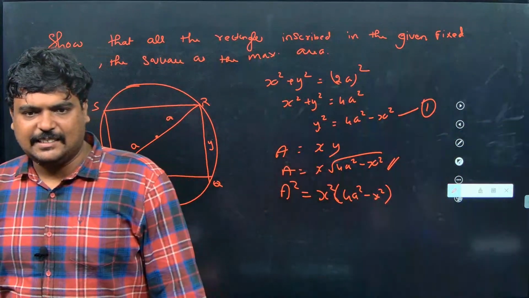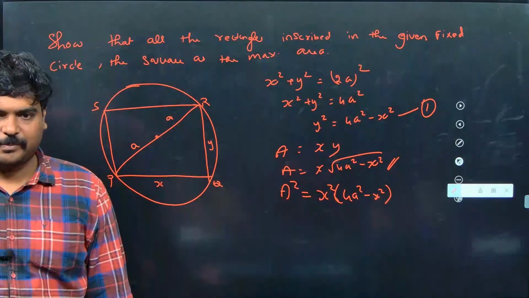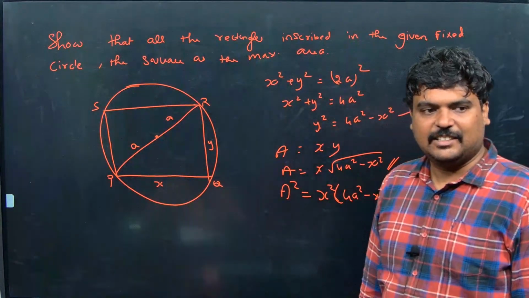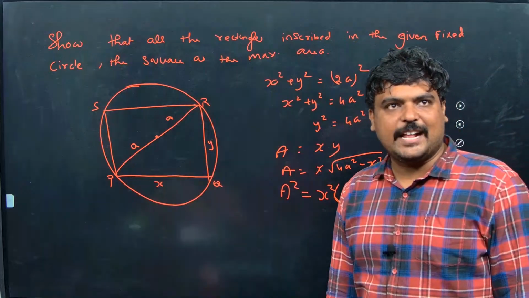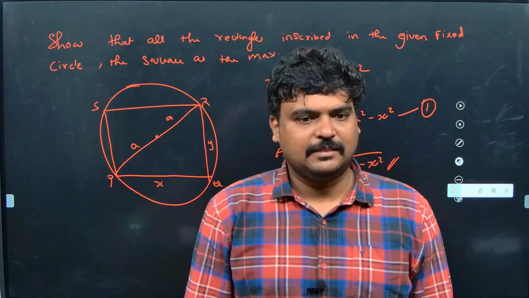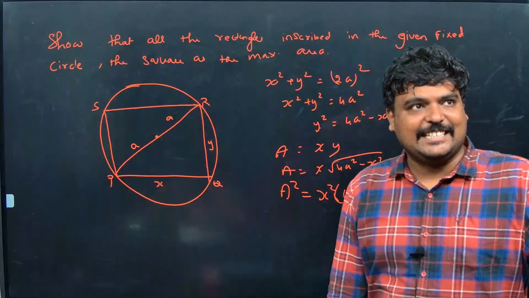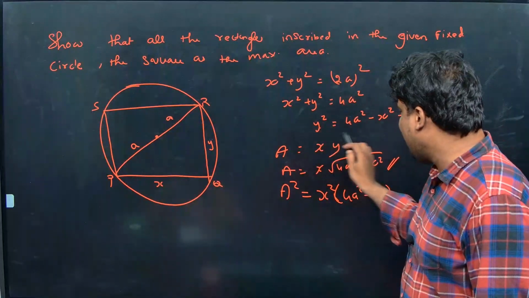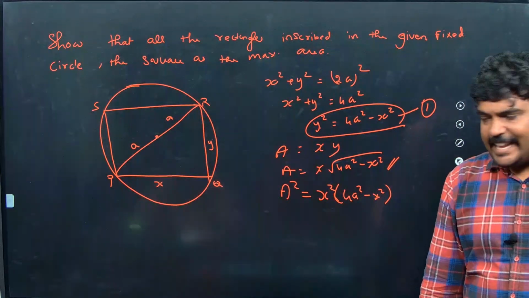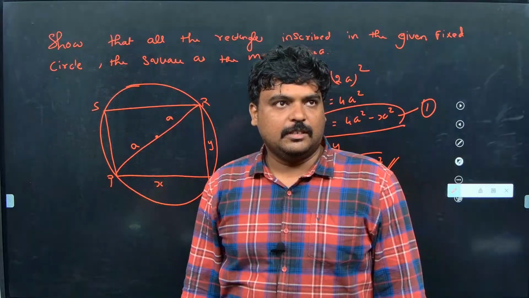Anybody got any answer? What did you get for x? We need to find x and y, but first we get x. Did you get √2a? Any online students got √2a? Shall I do it and show? You got x as √2a, so go and substitute somewhere here, you will get y also √2a. If both are equal then it cannot be a rectangle, it will be a square, so hence proved. Are you getting it?